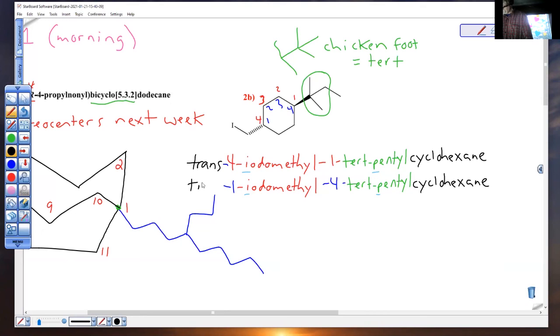Trans means when there's 2 groups on a ring, one of the groups is sticking out of the ring, up. Wedge is up and towards you, and the dash is away. If there were both wedges or both dashes, I would have used the word cis in front, and they are not cis, so I'm not going to put that in front. That's 0.75 points just for the trans. The rest of the name is worth 1 point. I got to make it a 2-point question because 1.75 is awkward. And that closes our another short segment.